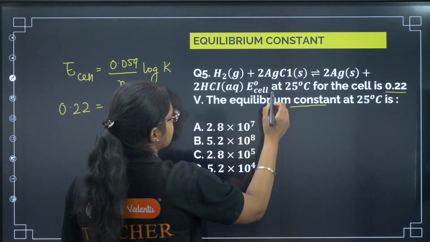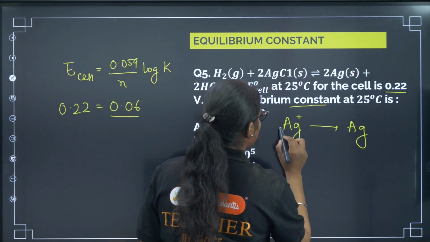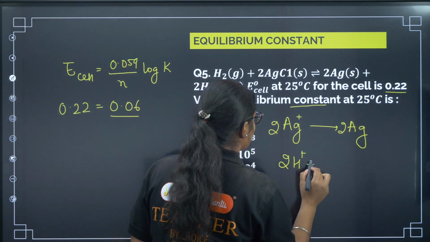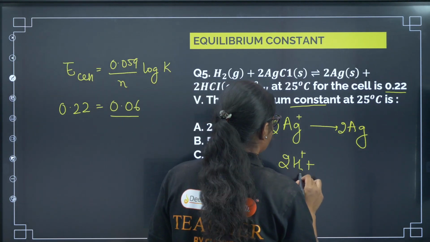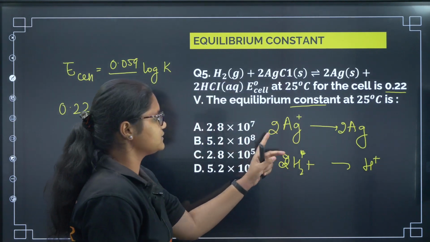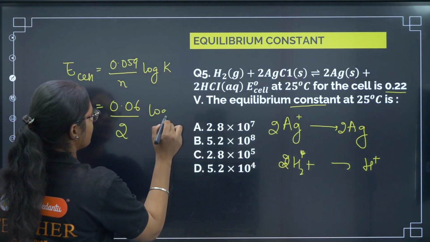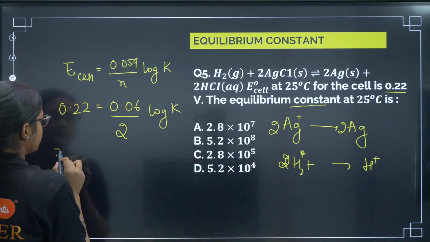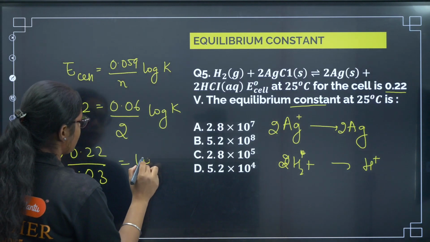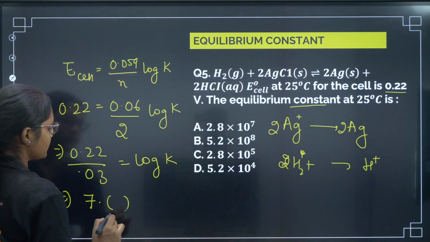So yes, Ag plus is getting converted to Ag. 2 Ag plus you have to take. Similarly here, H2 is getting converted to 2H plus, right? So here also 2 electrons are involved, here also 2 electrons are involved. So n value will be 2, that is equal to log of K. So now if you solve this, we'll get 0.22 divided by 0.03 is equal to log of K. After this you can see this will come to something around 7 point something.